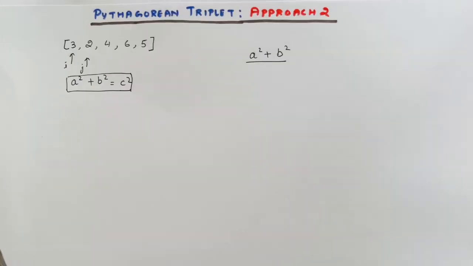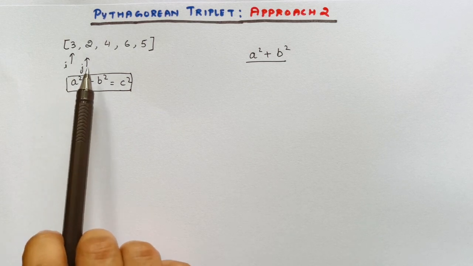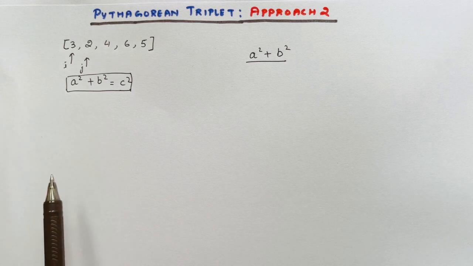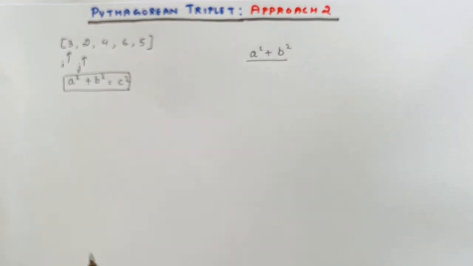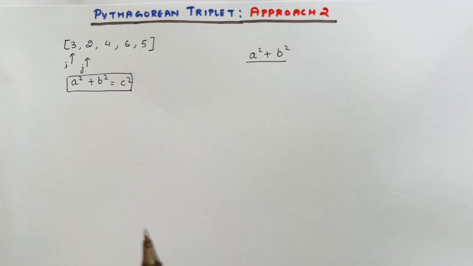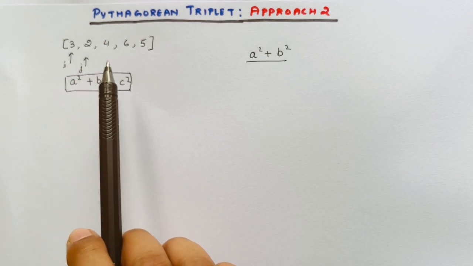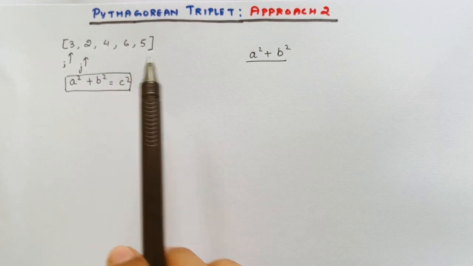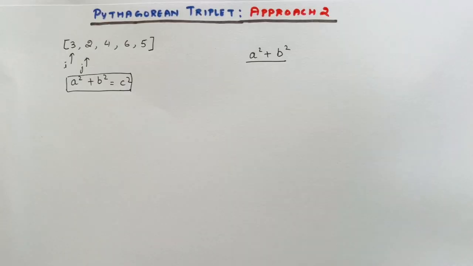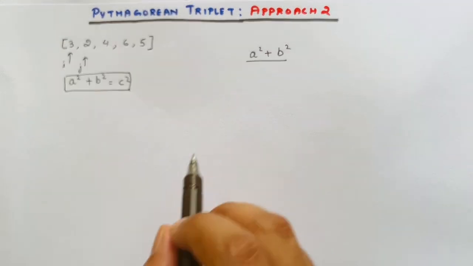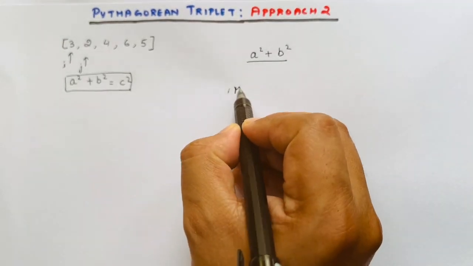Previous solution had time complexity of big O of n cube because of 3 loops. Let us try to eliminate the third loop from the previous solution. Let us say we have 2 loops and we can fix a and b. Now with a and b we can calculate a square plus b square. The only task that now remains is to check whether there exists an element in this array whose square's value is equal to this, and which data structure allows us to check the existence of something in most efficient manner. It is map or set.